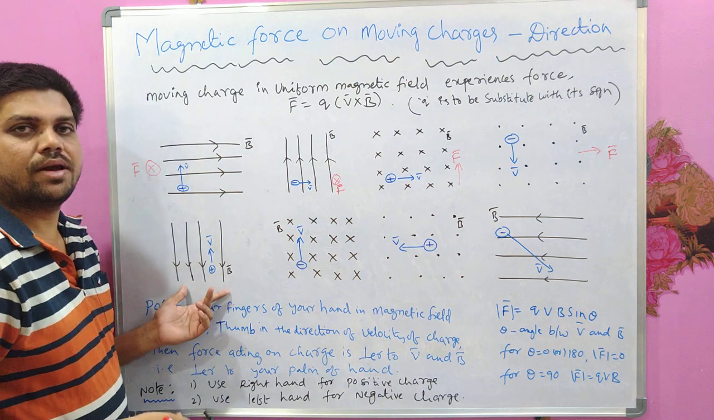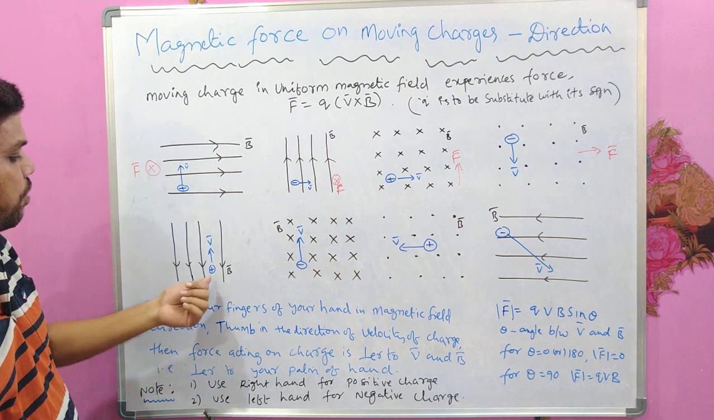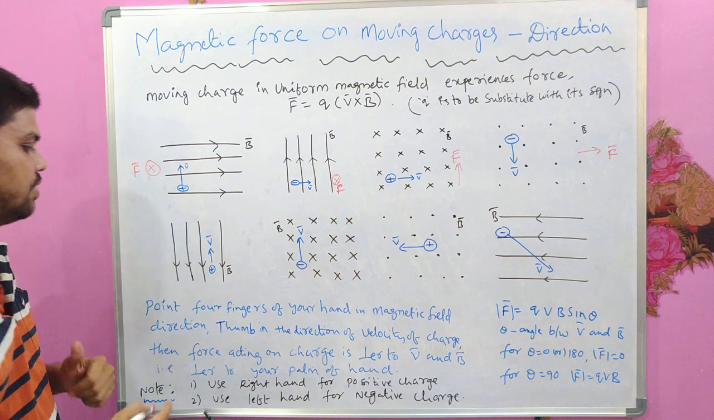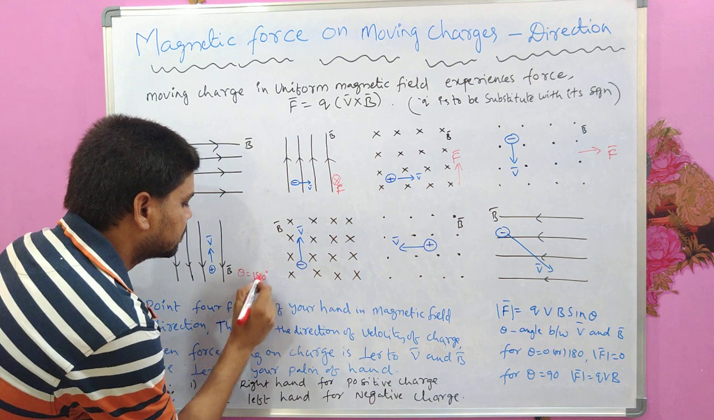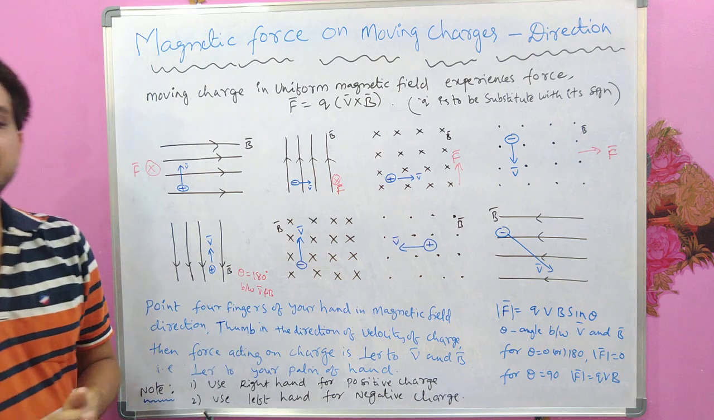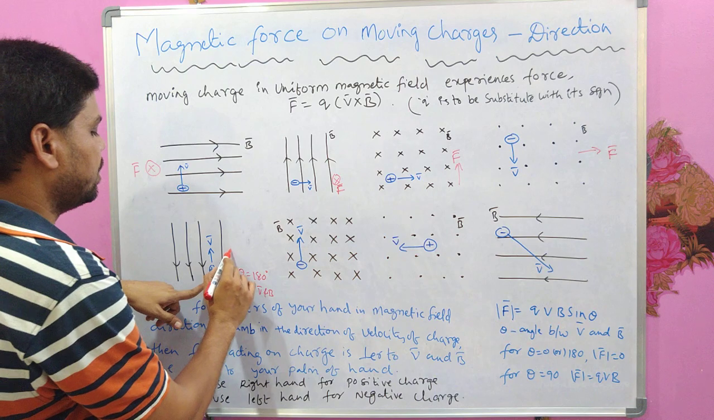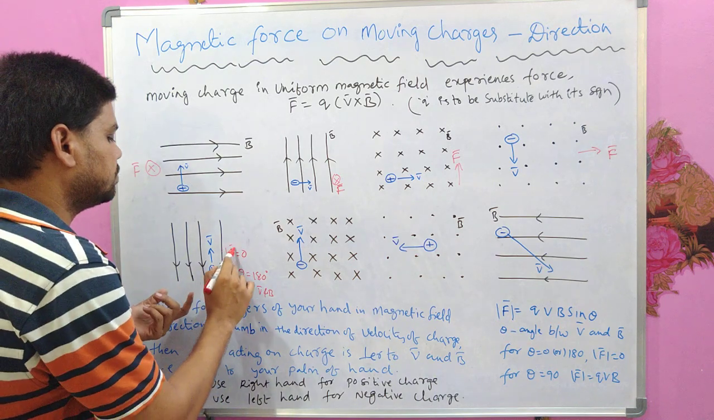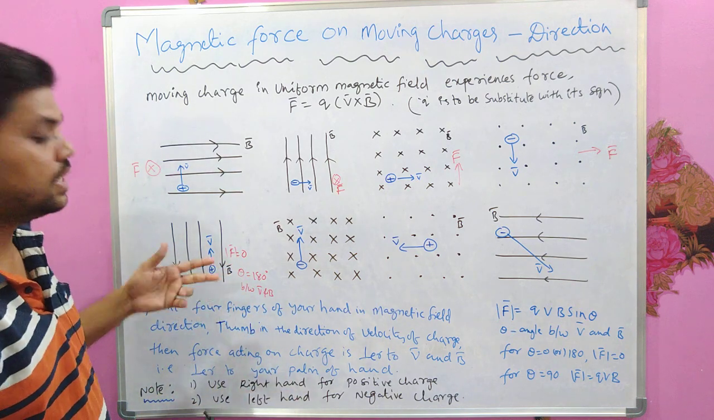So see this example now. The magnetic field direction is downwards and a positively charged particle is moving upwards. If you carefully observe this, the angle between V and B is 180 degrees. If the angle between V and B is 180 degrees, there is no force acting on the charged particle. So F here is 0, the magnitude. There is no force experienced by this charge in this example.